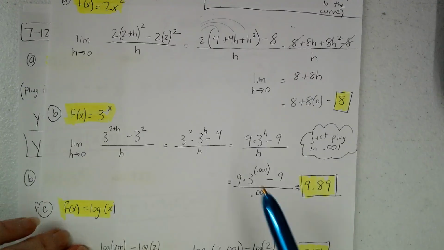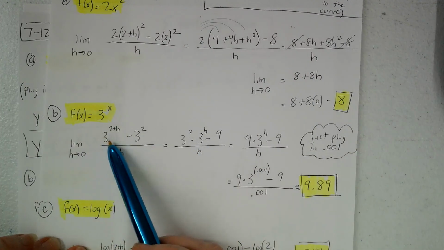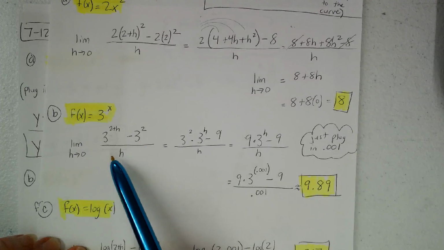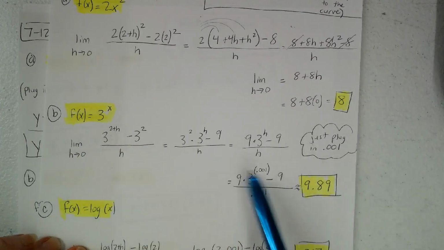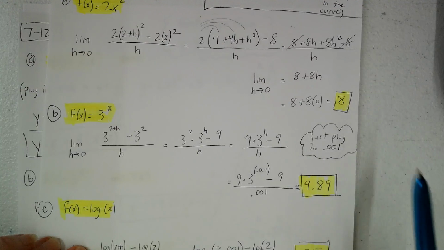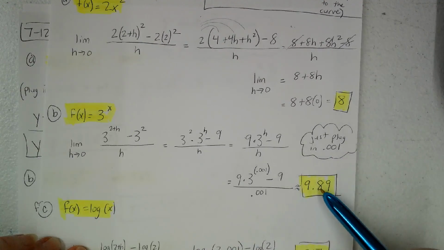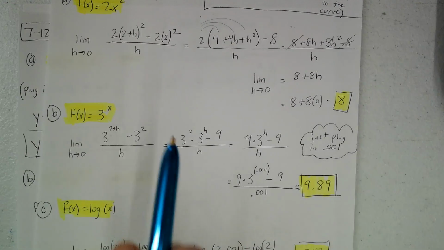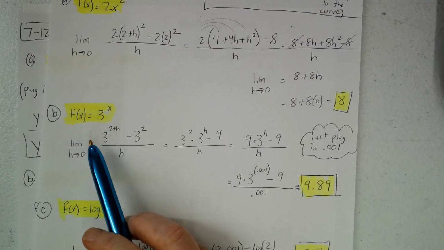Sometimes you use the formula f of x plus h minus f of x all over h, and it's too hard to cancel the h's out. So you can just plug in 0.001 in these cases, and you get the slope of the line that's tangent to this exponential at x equals 2.